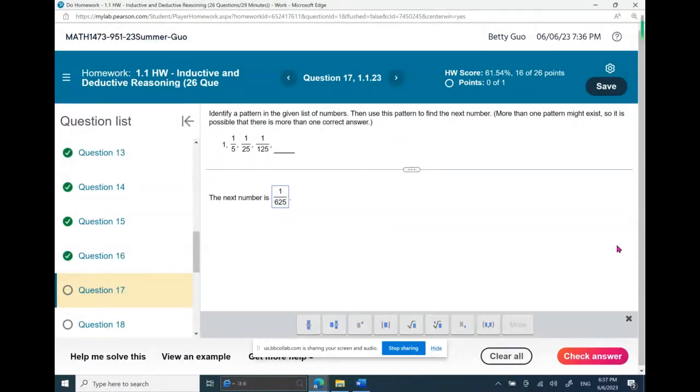Yeah, do not get confused by the first element. Try to write all the elements in the same form or format. Even though the first element is not a fraction, we could totally write that number 1 as 1 over 1. Then it's consistent with all other elements.